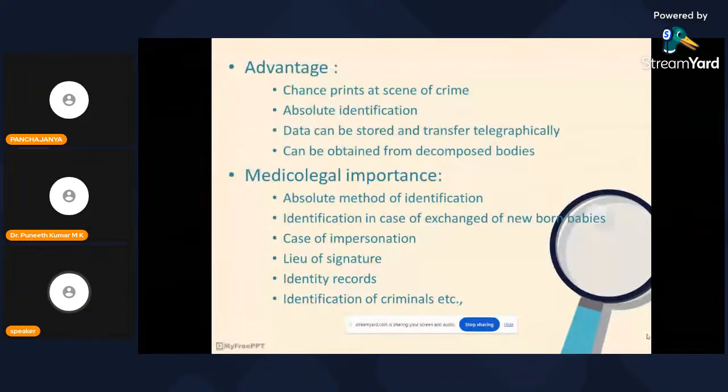While writing dactylography, you have to mention the patterns. Classification, that is like whorl, loop, and then arch and composite. You have to mention that.